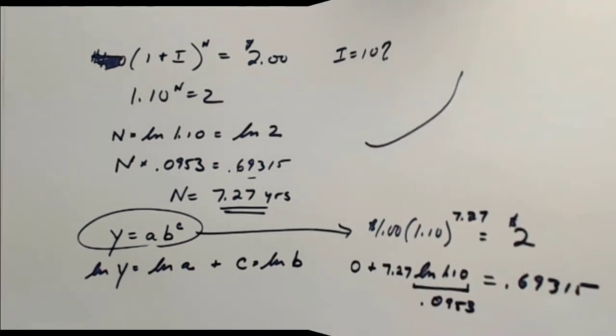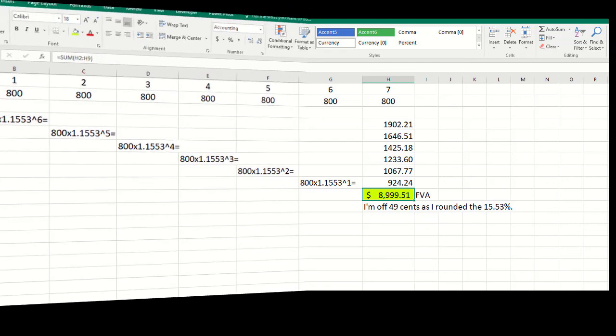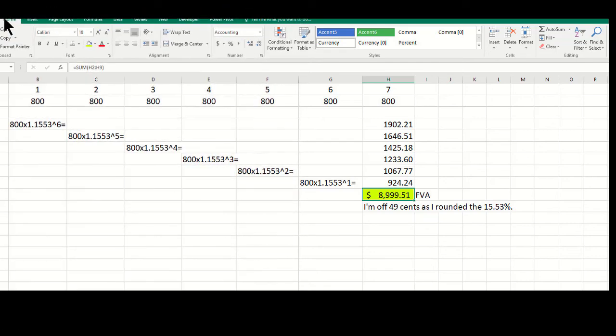So it works. Here I have a spreadsheet that works the problem that I covered earlier, where we calculated a 15.53% interest rate on an $800 annuity for 7 years. And there we have it. The future value of each of those cash flows sums up to just under $9,000. I got a little bit of rounding because I rounded that 15.53% interest rate. If I would have brought that out a few more places, we'd be right at the $9,000 mark.